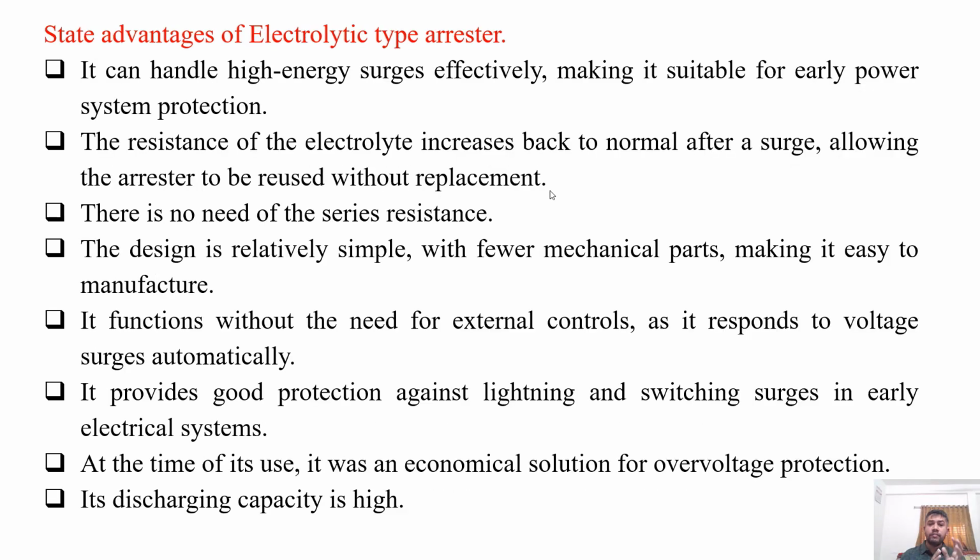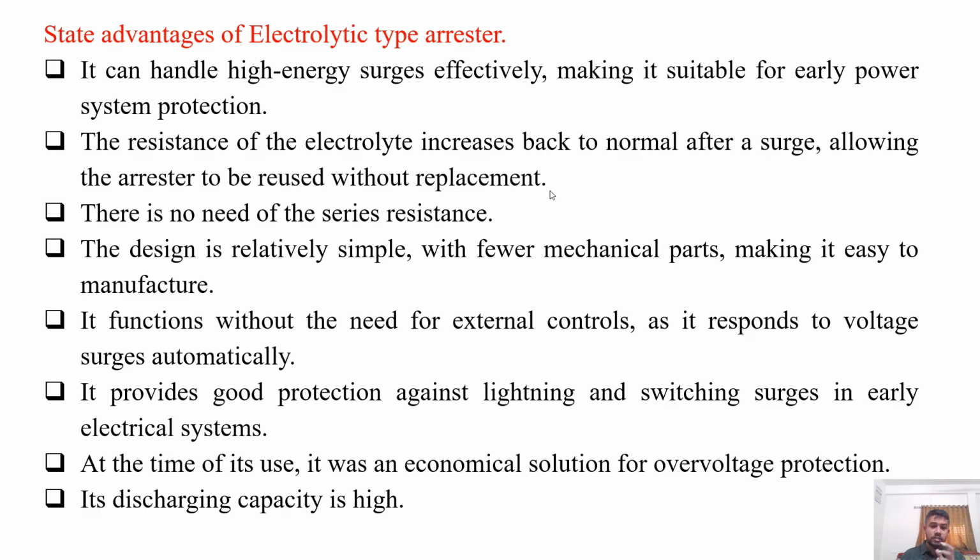State the advantages of electrolytic type arrestor. So there are several advantages of this electrolytic type arrestor. Some are listed over here. It can handle high energy surges effectively, making it suitable for early power system protection. The resistance of the electrolyte increases back to its normal after a surge, allowing the arrestor to be reused without replacement. There is no need of the series resistance in this case. The design is relatively simple with fewer mechanical parts, making it easy to manufacture.